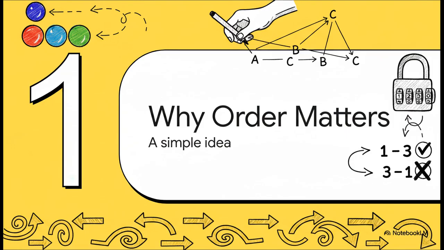All right, first things first. Let's get a really solid grasp on the fundamental concept. What exactly is a permutation? And why is the order of things so incredibly important?